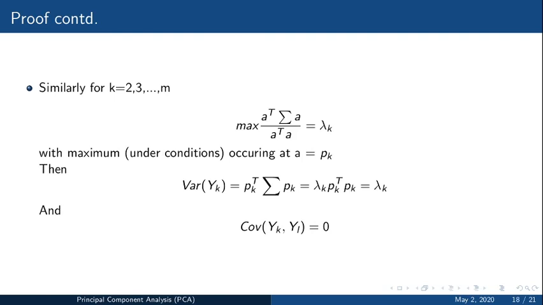Similarly, for k equal to 2, 3, etc., m, we can say that the maximum of a prime sigma a divided by a prime a is lambda k, lambda 2, lambda 3, with the maximum occurring under the orthogonality conditions. The variance of yk is lambda k, and the covariance of yk, yl is 0.